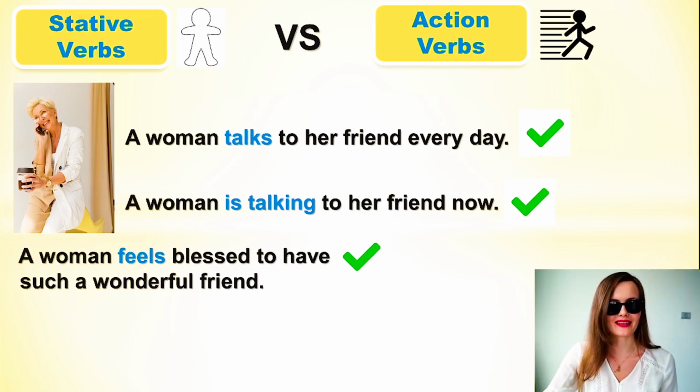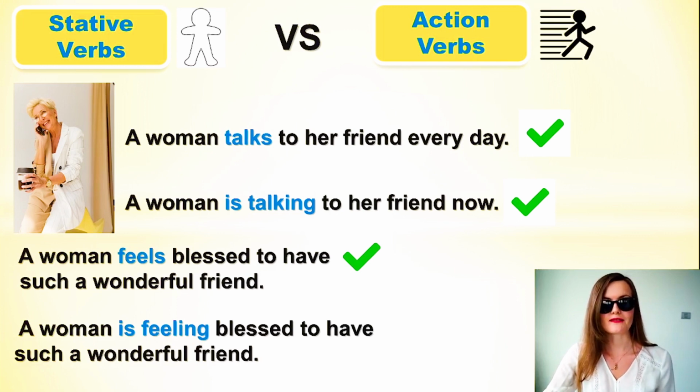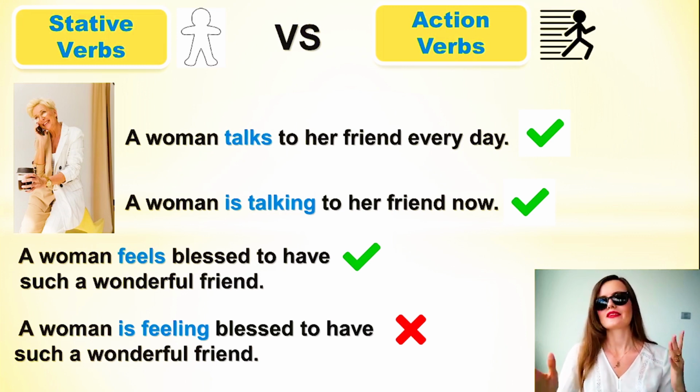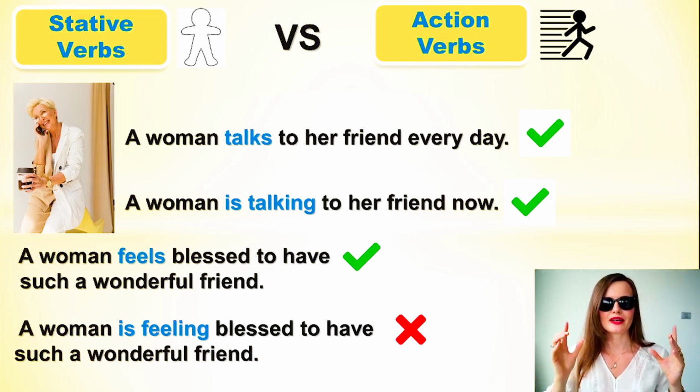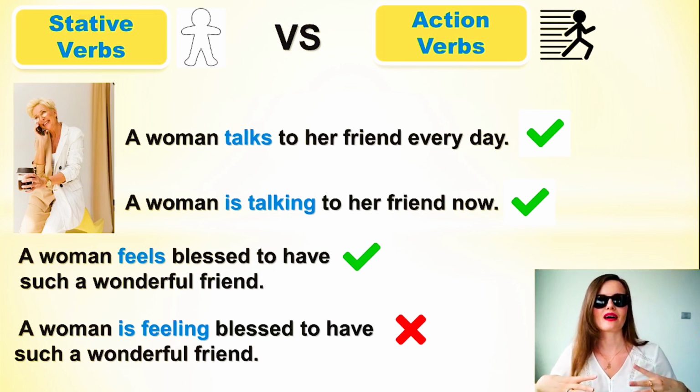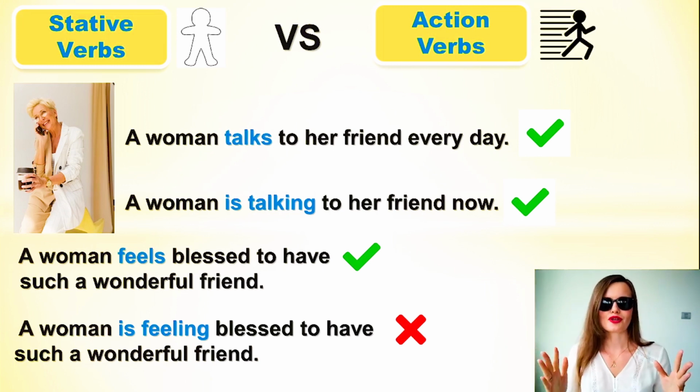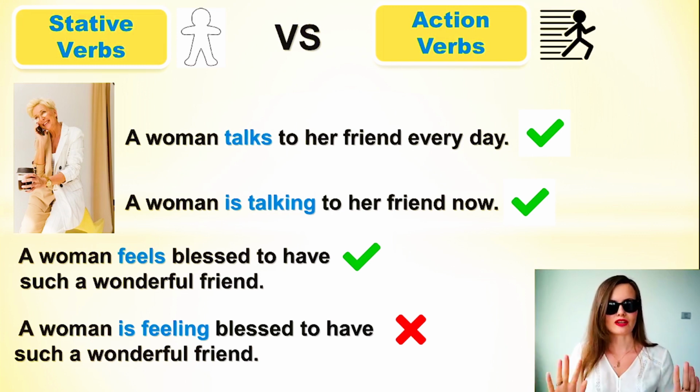Okay, let's take a look at the other sentence. A woman is feeling blessed to have such a wonderful friend. And this sentence is wrong. Why is it wrong? Because we cannot use the stative verb in present continuous. There are some situations where we still use stative verbs in present continuous, but it's only when stative verbs become action verbs. And we are going to talk about it a little bit later. But now I want you to understand that you cannot use stative verbs in present continuous.